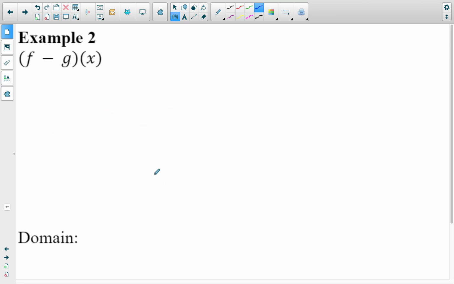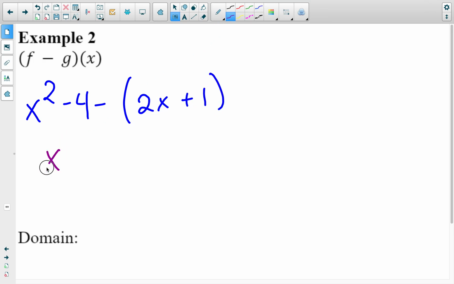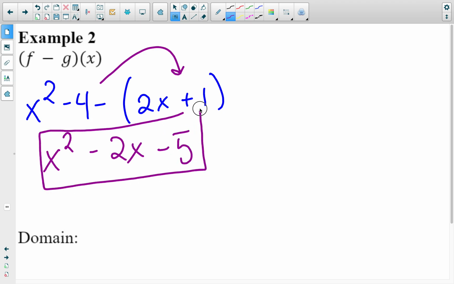All right, we can subtract as well. Just be careful with your signs. We'll take x squared minus 4 minus the quantity 2x plus 1. If you put parentheses, you're less likely to make a sign error. And we end up with x squared minus 2x minus, so if we distribute this negative here, it becomes negative 1. So we end up with a negative 5.